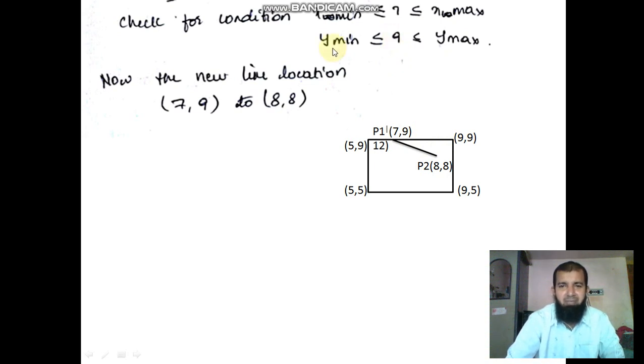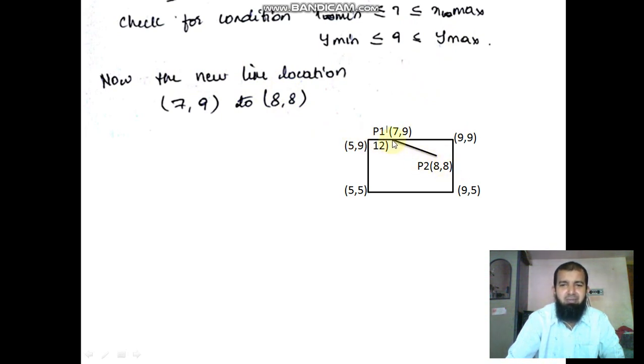Y min is how much? 5. Y min less than 9, yes. 9 is less than or equal to y max. Y max is 9, so 9 is equal to 9. So the condition is satisfied. The new line location is 7, 9 to 8, 8.